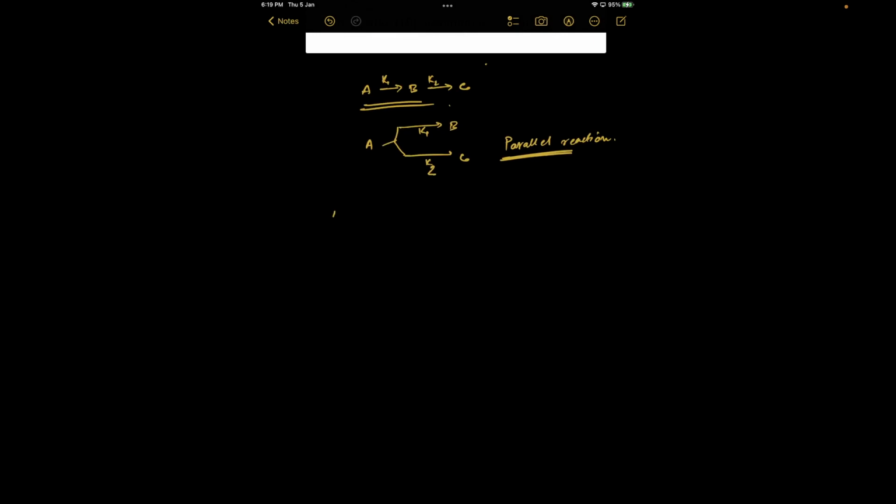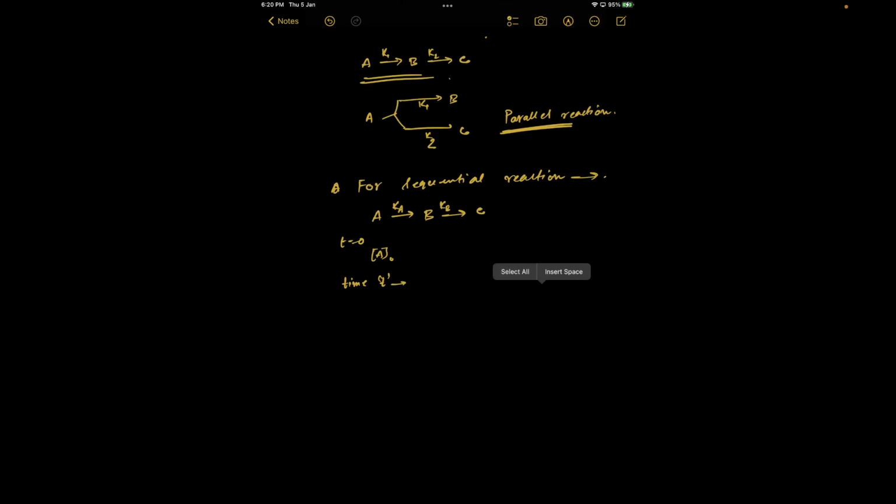Okay, let's say for a sequential reaction, take A to B, then B to C, right? Let's say this is Ka and this is Kb. This is a sequential or consecutive reaction. At first, at t equal to 0, the initial concentration of A was A0, and there was no B and no C. But at time t, the concentration of A will decrease, and with rate constant Ka, B molecules will form, and after that with rate constant Kb, from B molecules, C molecules will form. That is the ultimate product.